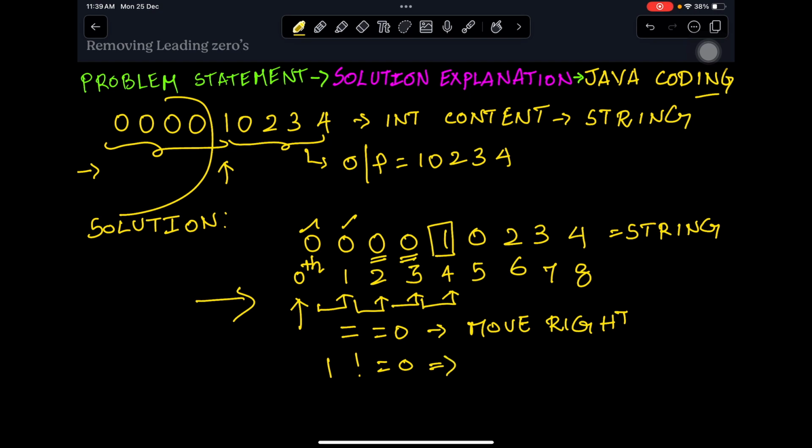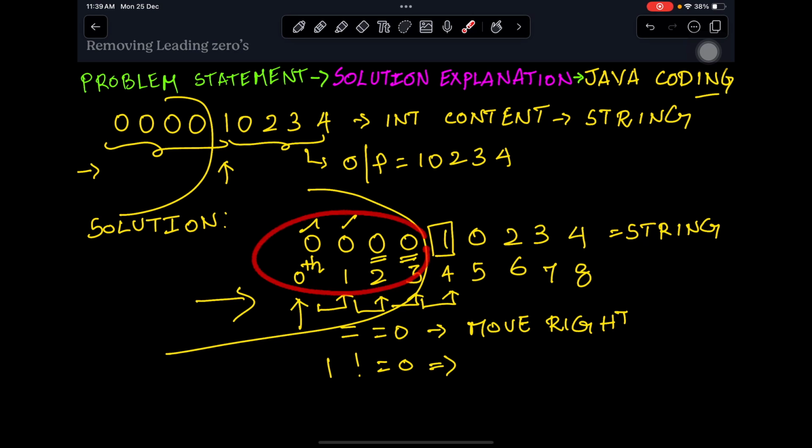Now we have arrived at a point where we encountered the first non-zero digit. So we have to remove everything to the left and keep only this. Either we remove the leading part or we print only this, correct? That is the problem statement.